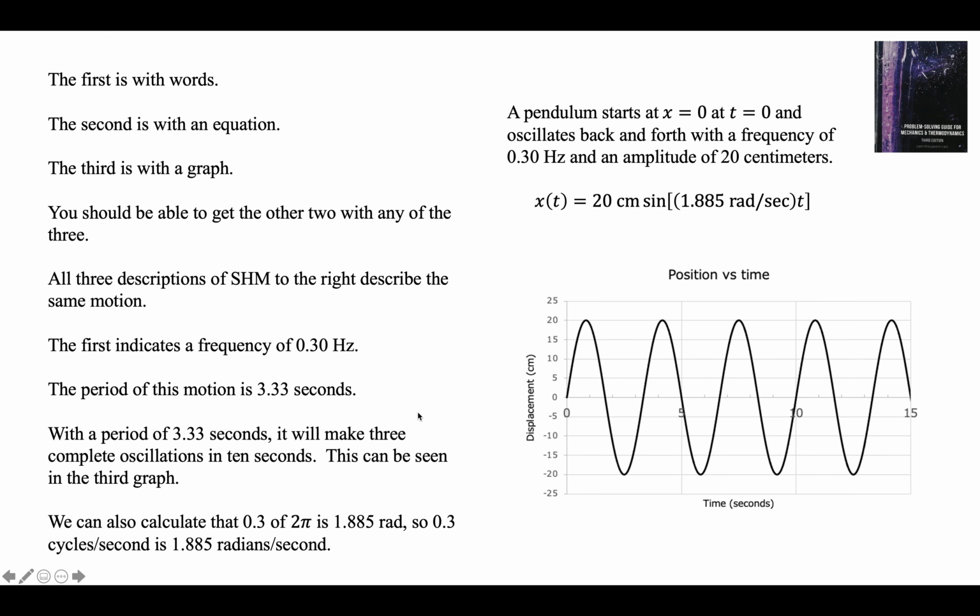Should all make sense. We can also calculate that 0.3 of 2 pi. 2 pi is about 6.28, right? 0.3 of that is 1.885 radians. So 0.3 cycles per second is the same as 1.885 radians per second. We converted the frequency to an angular frequency.